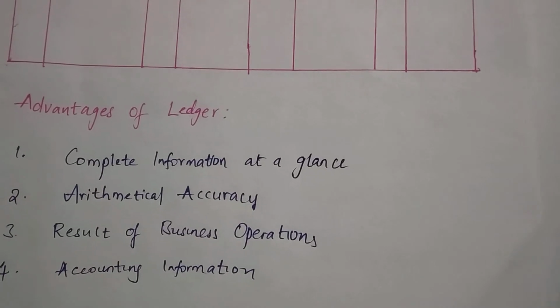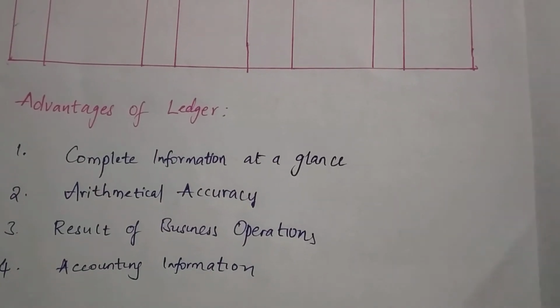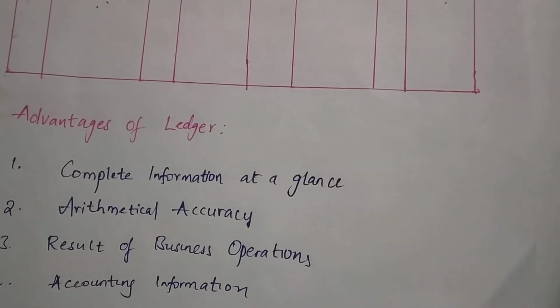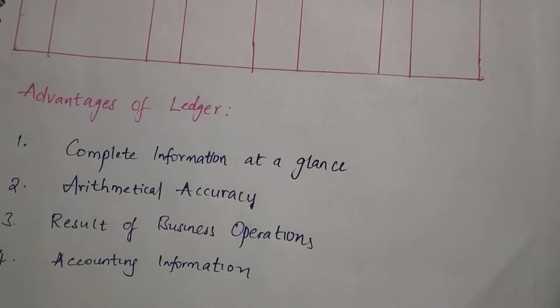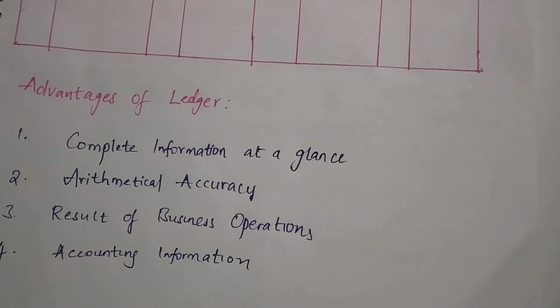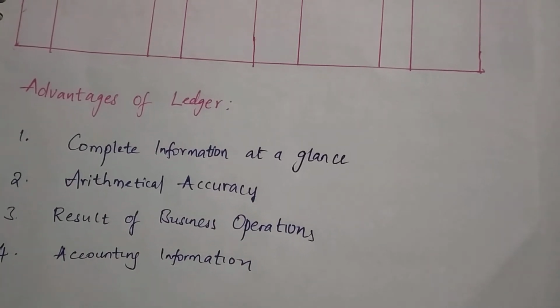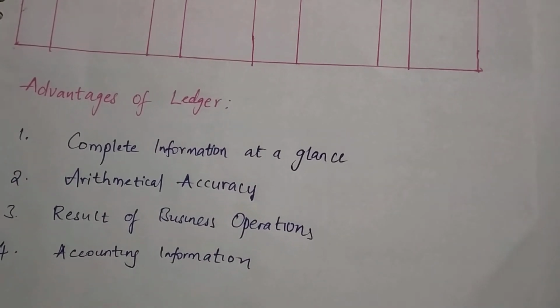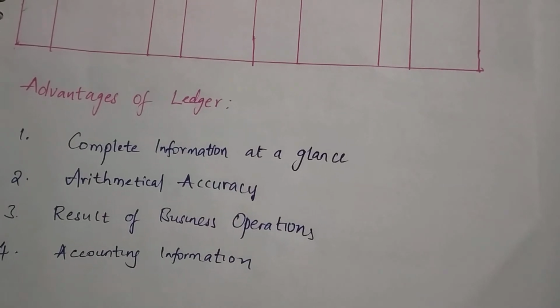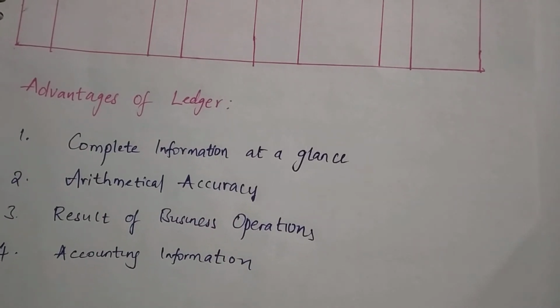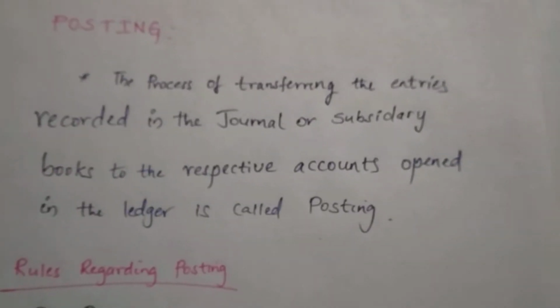We have already discussed the advantages of the ledger, so let us revise them once. The first advantage is complete information at a glance. The second is arithmetical accuracy. The third is the result of business operations, and the fourth is accounting information.